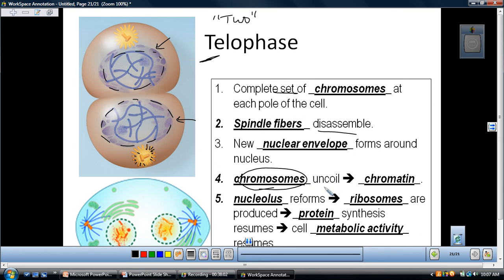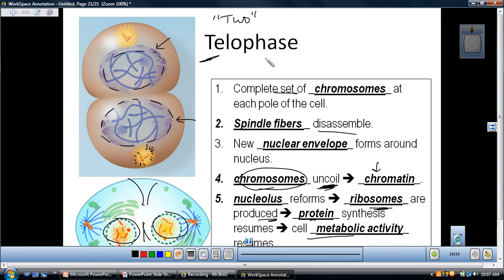Chromosomes, look at this, are uncoiling, unraveling, unfolding, going back into chromatin form. So this will go back into chromatin because the cell is, after this, going to go to cytokinesis and back to interphase. Nucleolus also reforms. Ribosomes start to do their protein production. Metabolic activities start to resume. In other words, back to going through protein synthesis and cell respiration, back to doing normal activities, as the cell is now preparing to split in two and then eventually go back into interphase.